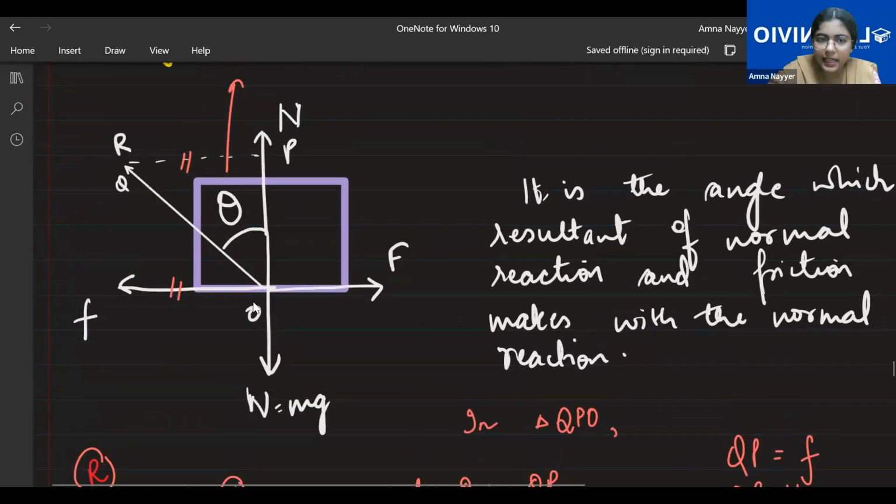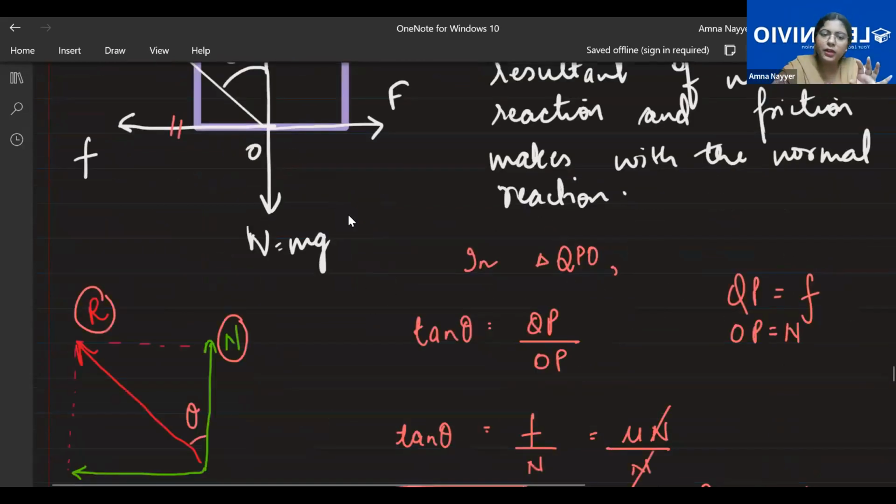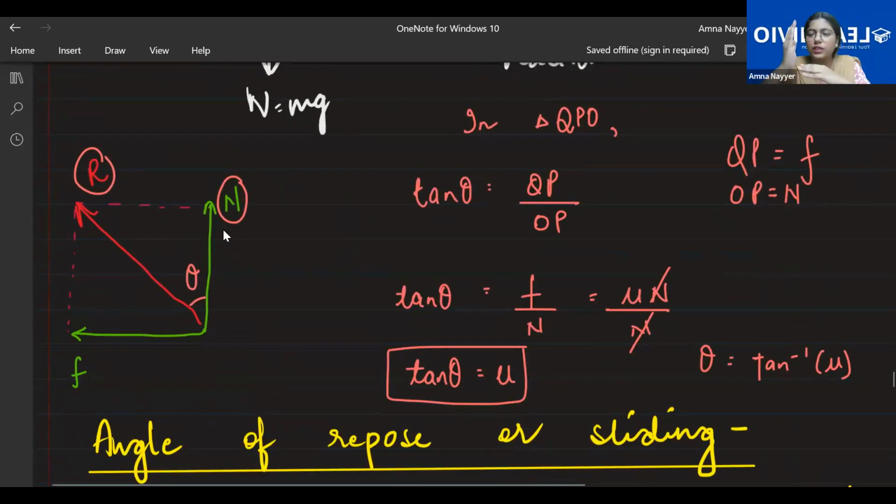So I'm just repeating it quickly. See, what is here? The normal reaction is acting upwards, mg is acting downwards. On the right, the applied force is there, and on the left, friction force is there. Then we just zoom in to the normal reaction and the frictional force that are acting perpendicular to each other. Normal reaction and friction, their resultant is taken as R. The angle between this resultant R and the normal reaction is considered as the angle of friction.